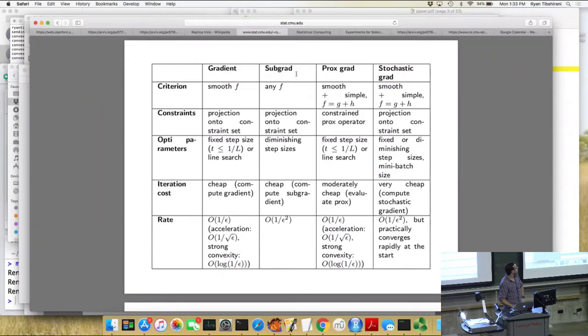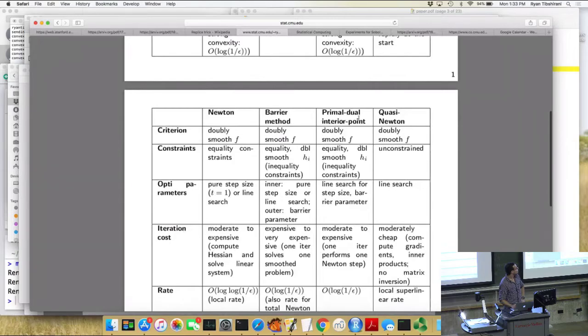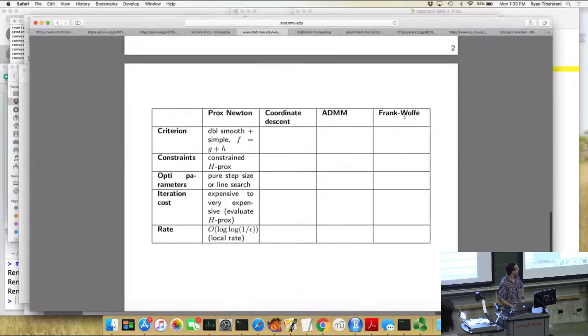So we have gradient, subgradient, proximal gradient, stochastic gradient, Newton, barrier method, primal-dual interior-point method, and quasi-Newton, and the last one is proximal Newton. I think these methods are staples of optimization and machine learning, but they're just more recent. So coordinate descent, ADMM, and Frank-Wolfe, we'll learn those starting on Wednesday. We'll learn coordinate descent first, ADMM is the next week, and Frank-Wolfe after that. I haven't filled these out yet. We can fill them out after we do them.